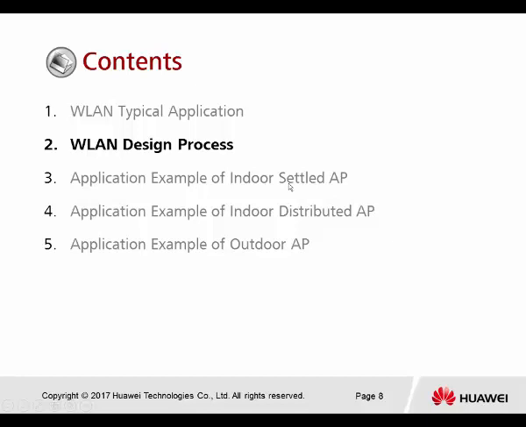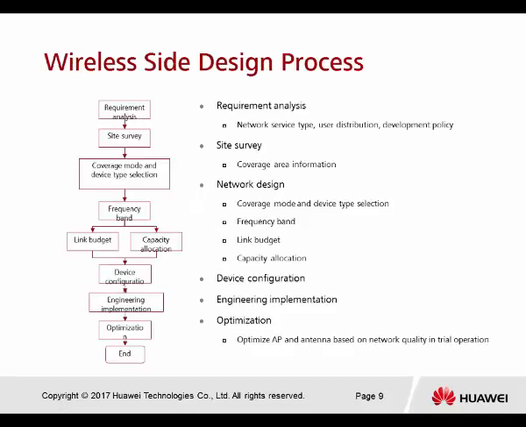The next topic, WLAN design process. This one was already covered on the previous slide, but there are some differences after the site survey. Right here they add the coverage mode and the device type selection. After doing the site survey, we already understand the application, like this is an office building, and we have the floor plan. We need to know the coverage: which area needs stronger signal strength and which area doesn't. After understanding this, we select the right device to deploy.